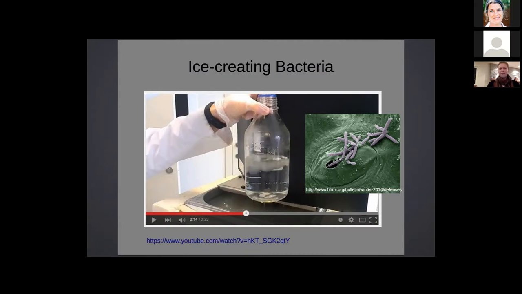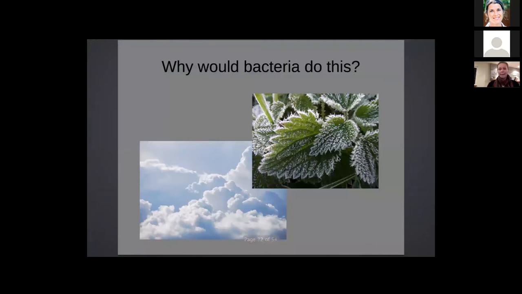So why would bacteria want to make ice? It's kind of weird, right? Like, why would that happen? And we don't really know, as with many things, but there's two hypotheses. So the first one is, maybe it's for food, right? That cuticle outside on the leaf surface is really hard to get through. So maybe if you freeze the leaf, you can break open the cuticle and then you can get into all the juicy stuff on the inside.